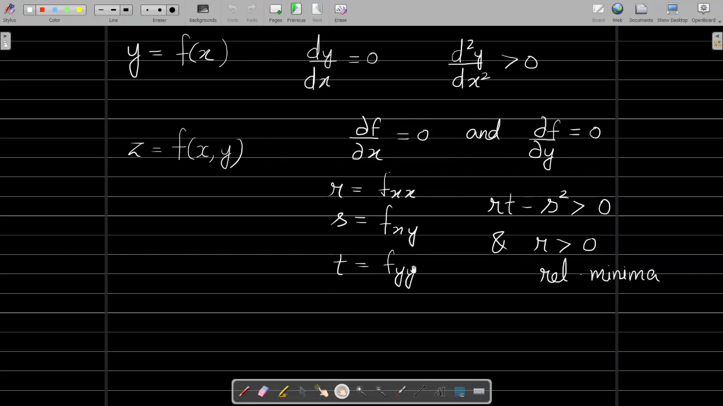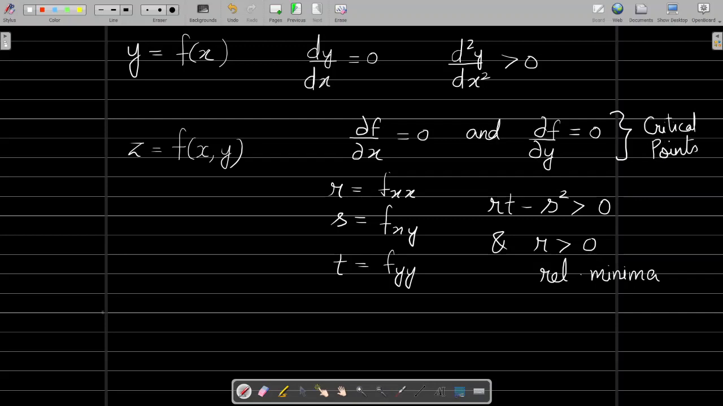R, S, T are the second derivatives of them. If RT minus S square is greater than 0 and R is greater than 0, we say that it is a relative minimum. You don't have to bother much about this part. This is the part that we will be using. So what I'm saying is that the minimum for a function of several variables will occur at the critical points. The critical points are the collection of points such that dou f by dou x is equal to 0 and dou f by dou y is equal to 0.